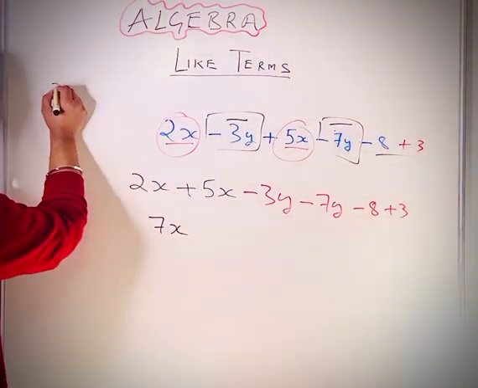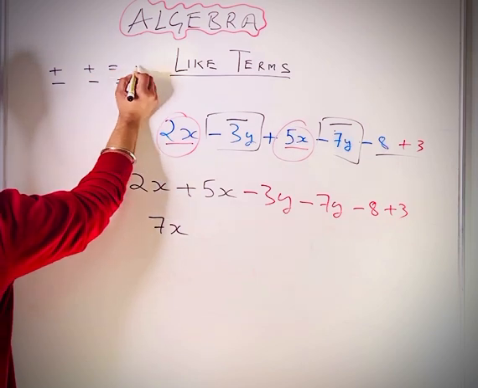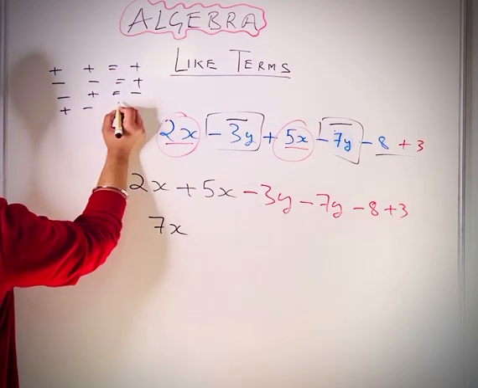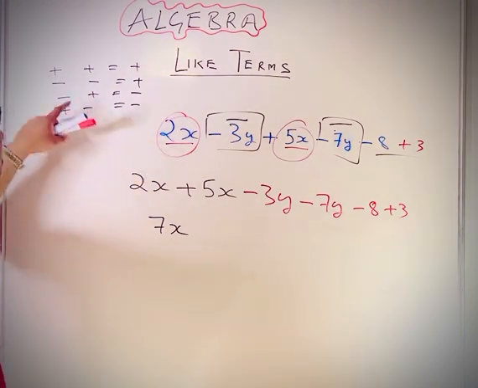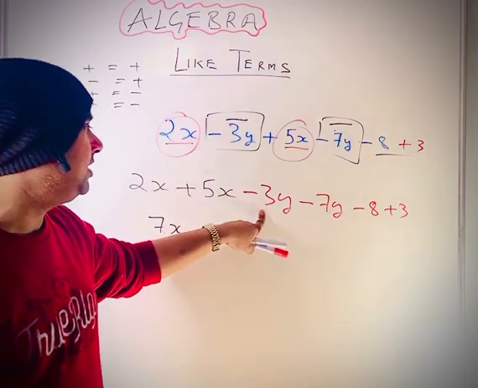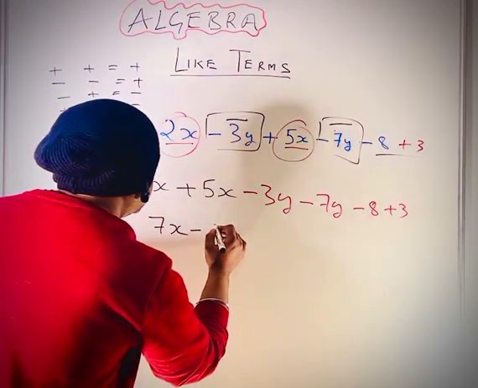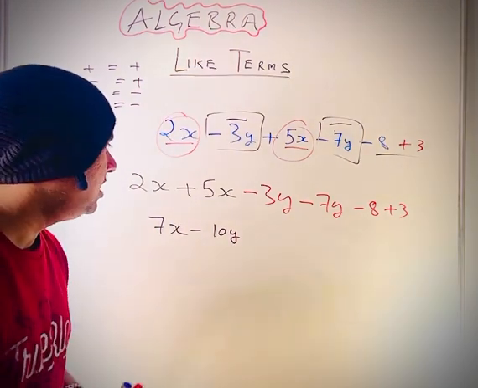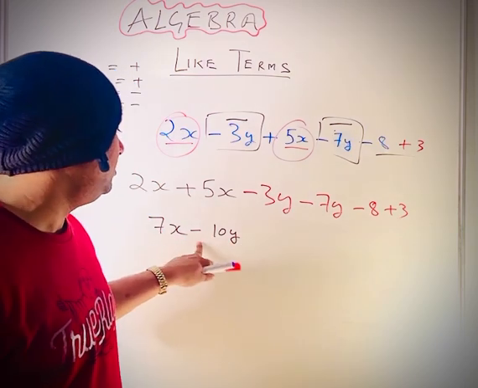Do you remember? Minus minus, plus plus, plus plus, minus plus, minus, plus minus, minus. That's the operation, right? That's the rule. So minus minus, the operation will be plus. So minus 3y minus 7y will be minus 10y. Is that okay? Minus 3y minus 7y will be minus 10y. The sign of the greater number is going to come in here.